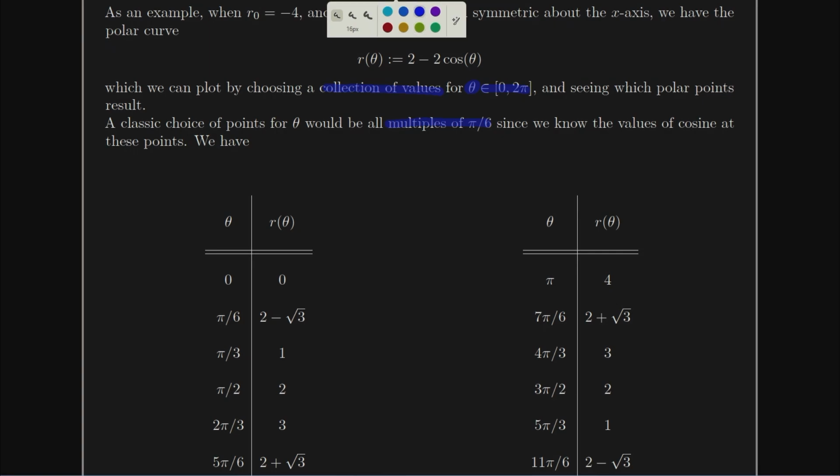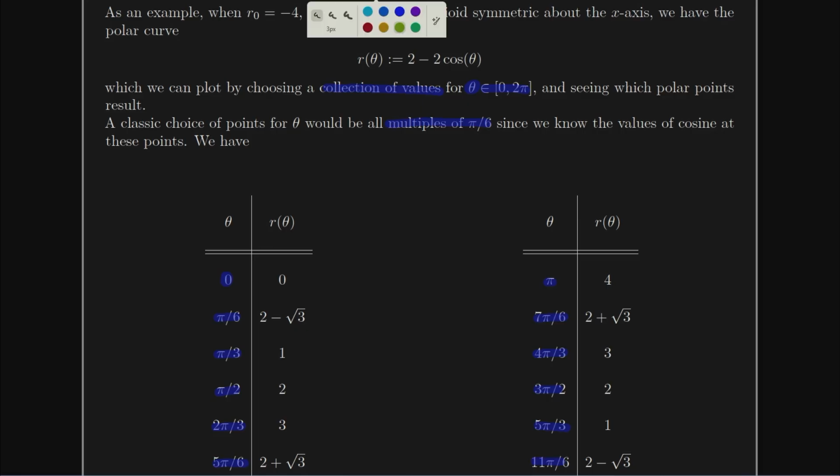And so what do we actually have here? Well, I've got my multiples of pi over 6 in my table, so 0, pi over 6, 2 pi over 6, also known as pi over 3, 3 pi over 6, also known as pi over 2, 4 pi over 6, 5 pi over 6, 6 pi over 6, also known as pi, 7 pi over 6, 8 pi over 6, 9 pi over 6, 10 pi over 6, 11 pi over 6.